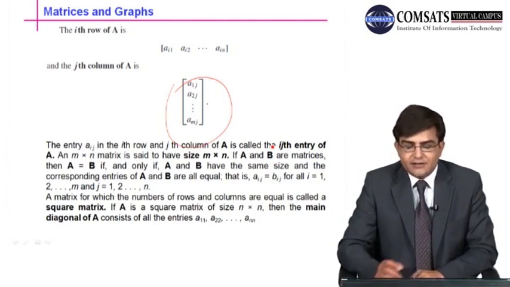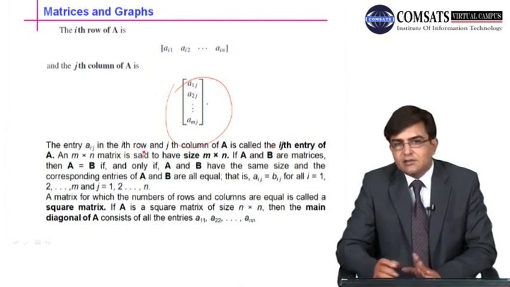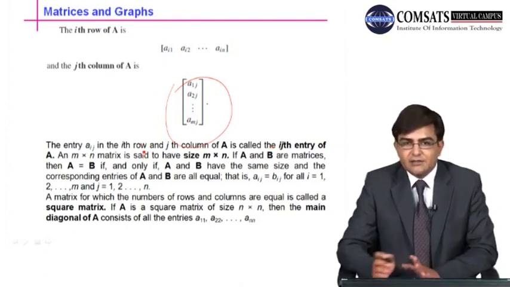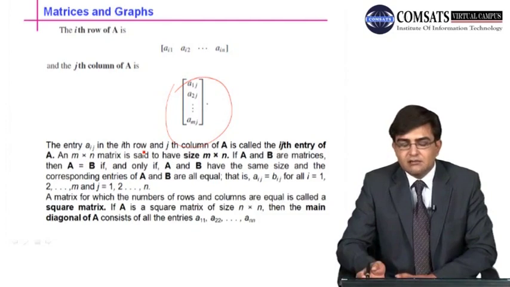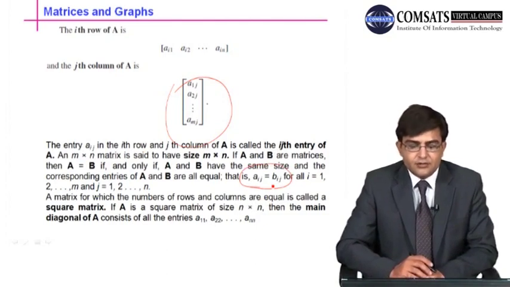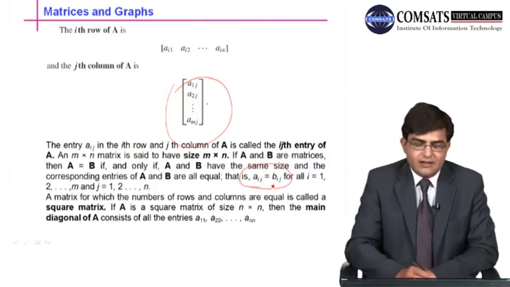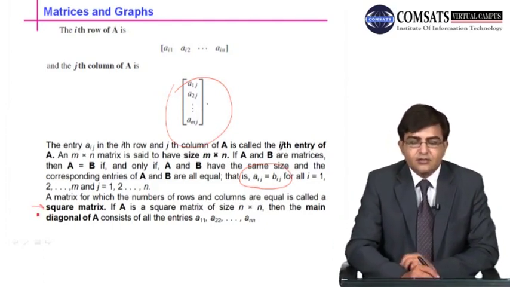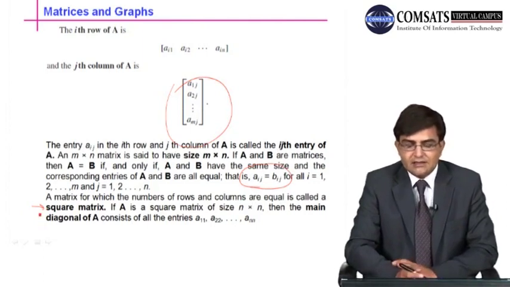And then the corresponding entries must be equal: the first entry must be equal to the first, the second to the second, the third to the third, and so on. All the entries must be identical for two matrices to be equal. And a matrix for which the number of rows and columns are equal is called a square matrix, for example 3 cross 3.